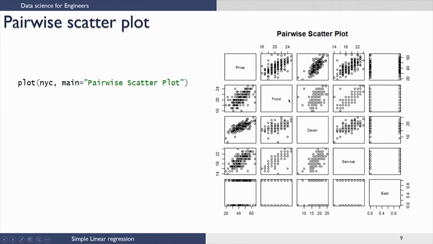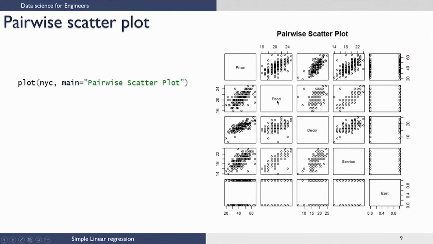I am going to the next row, which is food on the y axis. If you take food versus decor, the data is randomly scattered, so it does not show any correlation patterns, whereas if you see food versus service, you see strong patterns being exhibited here.